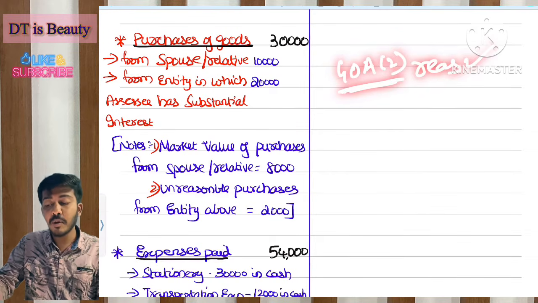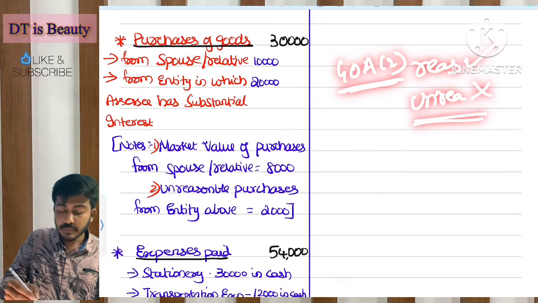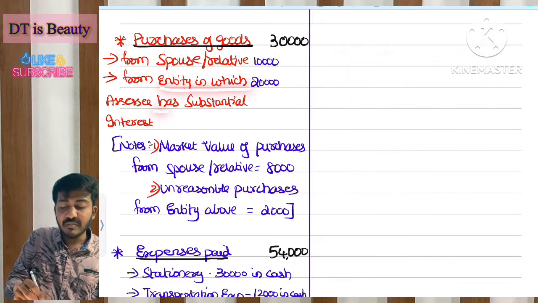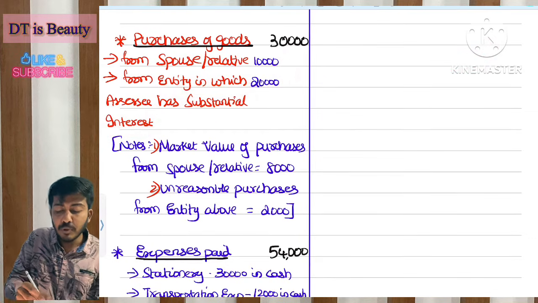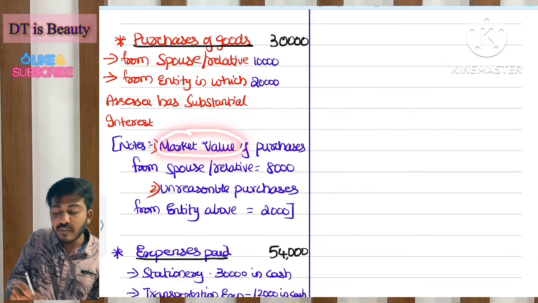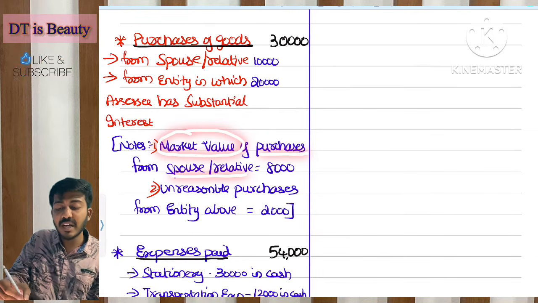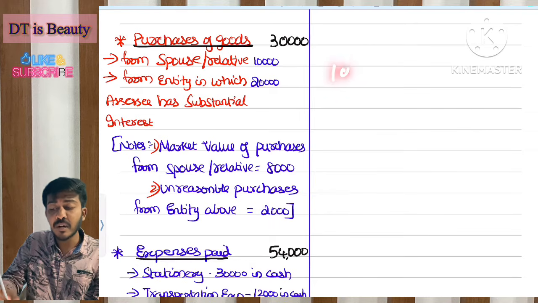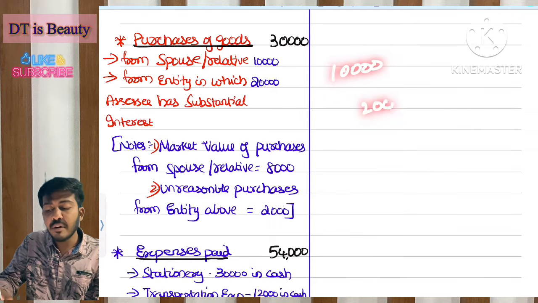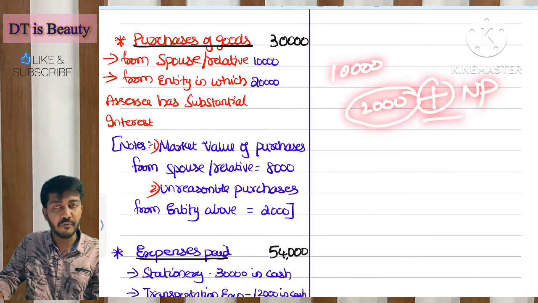Only a reasonable amount is allowed. An unreasonable amount is not allowed. Correct? Okay, from the entity in which the assessee has substantial interest, these things I have purchased. Now come to the notes. The market value of the purchases from the spouse or relative is 8,000 only, but my spouse sold to my business for 10,000, which means the unreasonable amount is 2,000. This should be added back to net profit.